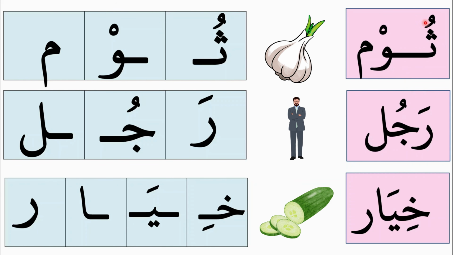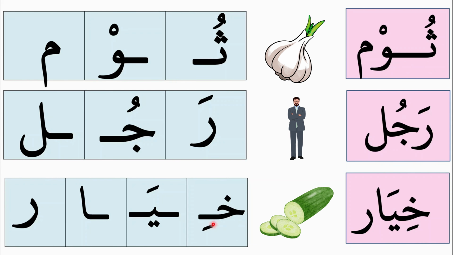The last 3 words are ثوم, which means garlic. ثاء with ضمة, thu, but it's followed with the واو, the long vowel, so you will make it ثو. Then ميم, ثوم. رجل, which means man. راء with فتحة, ra. جيم with ضمة, ju. Then لام, رجل.